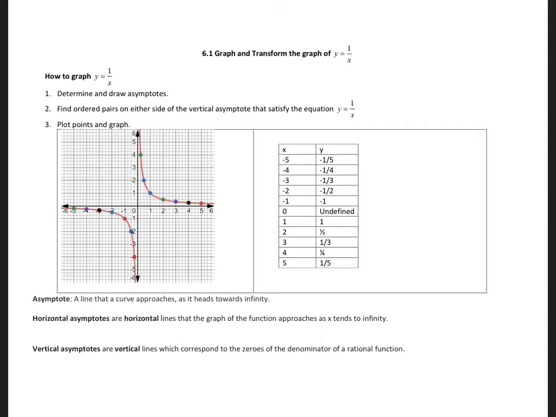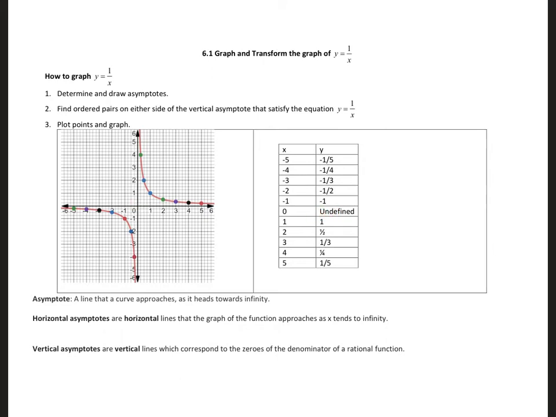In this section, we're going to look at how to transform the graph of y equals 1 over x. The first thing is to identify the asymptotes and find ordered points on either side of the vertical asymptote that satisfy the equation. Then we plot the points and graph. Here I made a table, and you can see at 0, 1 over 0 is undefined, so there is a break in the graph.